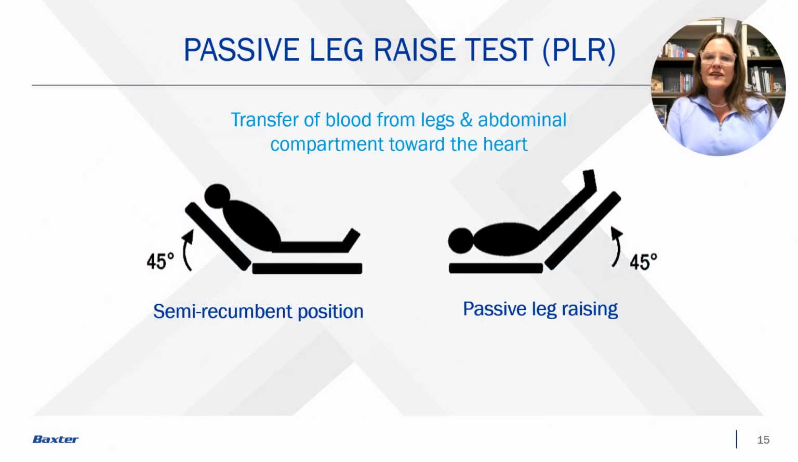Now, the second way to do a dynamic assessment is to do a passive leg raise test. You're going to often hear this called a PLR, standing for passive leg raise, right? So PLR. And what we're doing is we're first of all starting with our patient in that semi-recumbent position, right? We're trying to get them as high as they can go, like around 45 degrees or so.